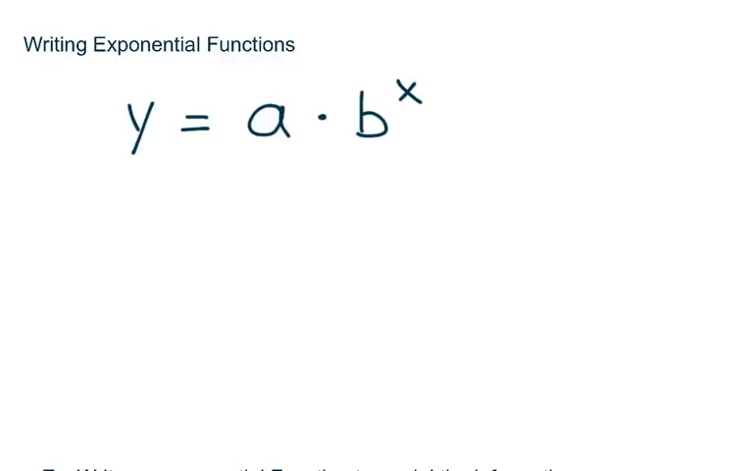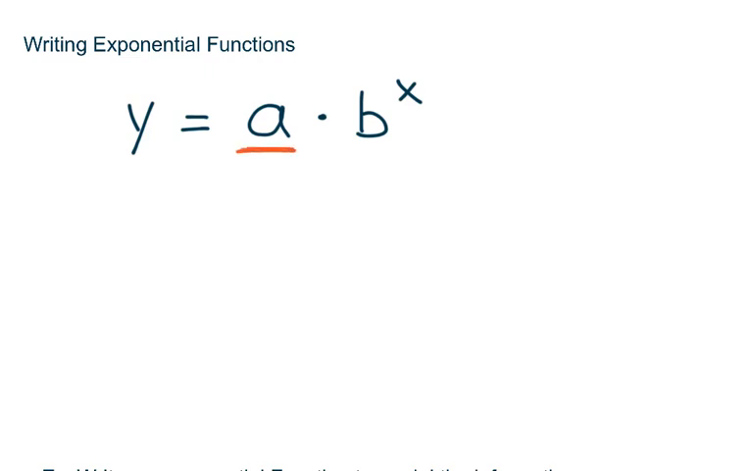The last thing we need to talk about in section 6.3 is writing exponential equations. So we've talked a lot about graphing exponential equations and evaluating with exponential equations. Now we need to work on writing exponential equations or functions, okay? So we're going to be working with the basic exponential function, a times b to the x, and what we need to find are these two numbers.